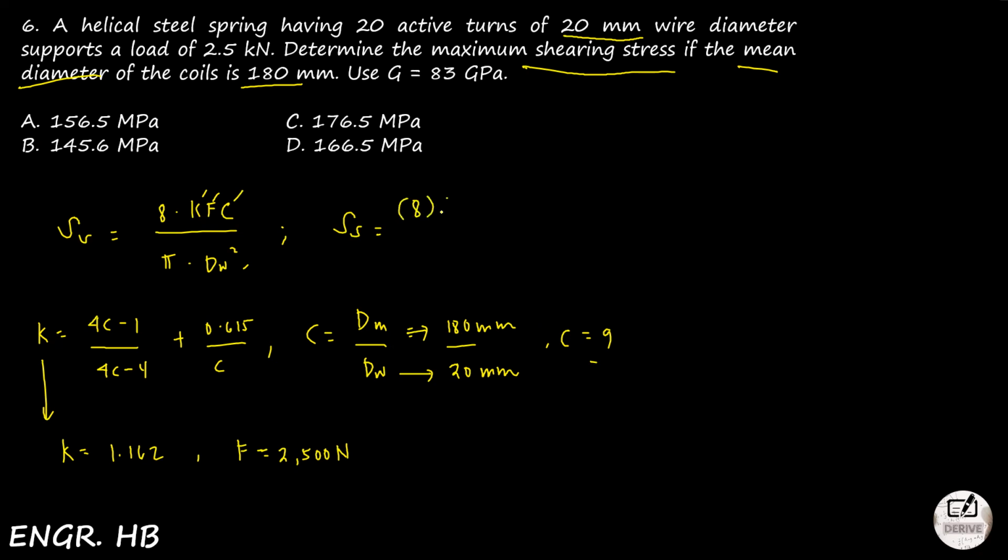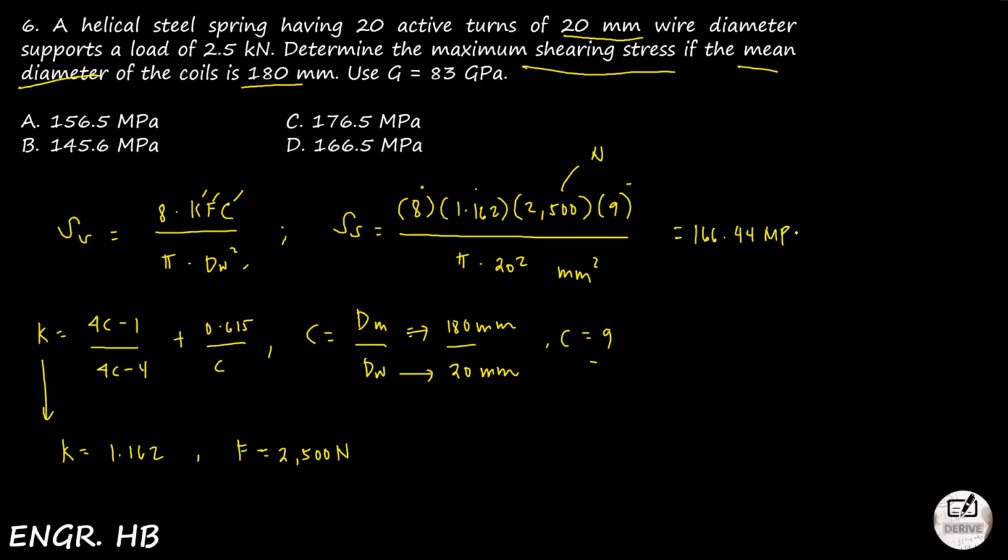So, that was 8 KFC. 1.162 times natin sa 2,500 times natin sa 9, which is your C, divided by pi and divided by wire diameter of 20 squared. So, tingnan na natin mga unit analysis niya. So, F dito is Newton. This is dimensionless. And we have this wire diameter of mm and squared. So, that was Newton per mm squared. So, our answer will be expected in megapascal. So, that was 8 times K times F times 9 divided by pi divided by 20 squared. So, the answer is 166.44 megapascals. So, the closest answer is, ayan, letter D.